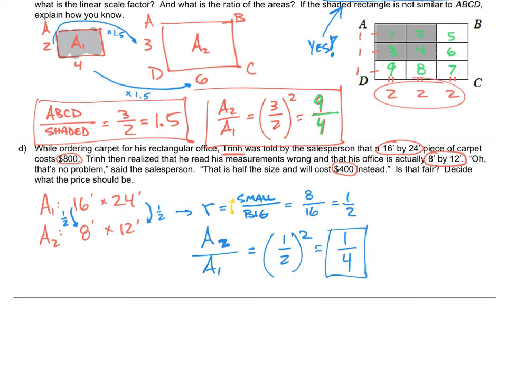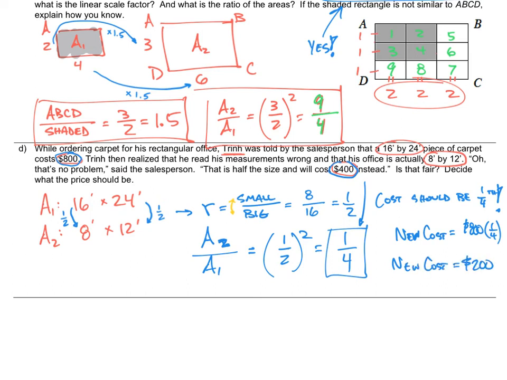Well, I find this interesting. He went from a cost of $800 to $400. That's only half. The cost should be 1/4. So the new cost should be equal to $800 times 1/4. $800 divided by 4 is $200. So that's what we should be charged. So Trin was right. This guy at the carpet store is trying to rip us off. We should only be paying $200.